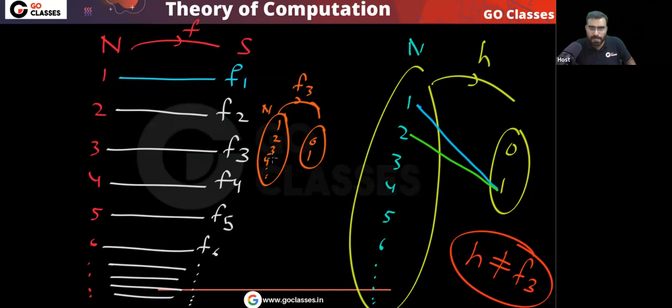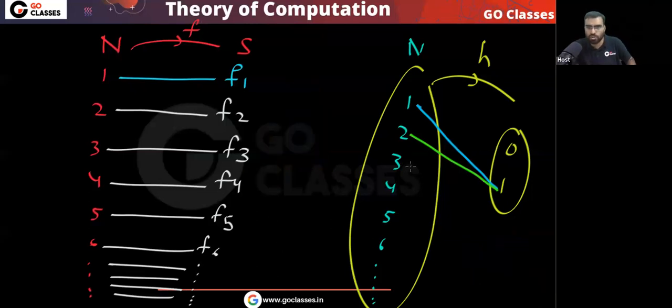Maybe in f3, on which element will I focus? I will focus on 3. Let's assume 3 is going to 1. Then in h, what will I do? In h, 3 will go to 0. Yes or no? In h, 3 will go to 0, correct? And so on. I hope you understood. So you can notice h is different from f1, h is different from f2, h is different from f3.